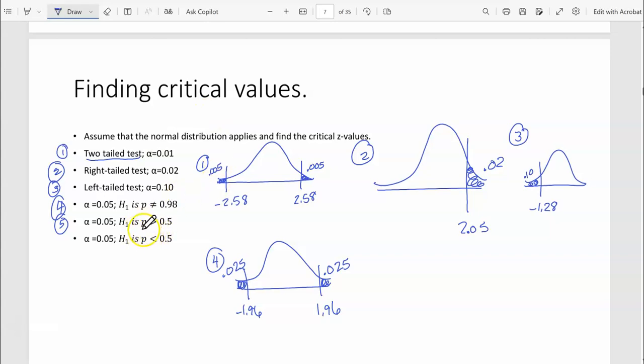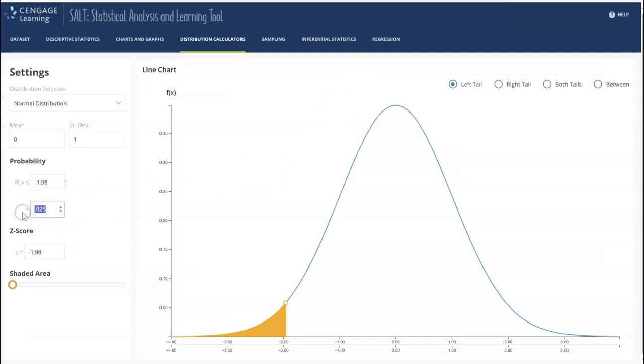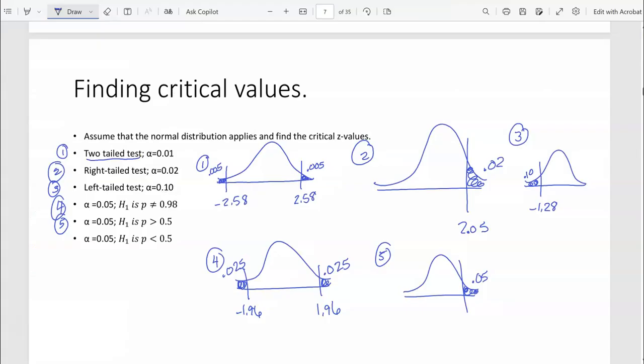They're telling us that the alternative is a greater than. Greater than means right-tailed. So all of that alpha of 0.05 has to fall in that right tail. So we're looking for that cutoff score. We're going to get negative 1.645. I'm sorry, just kidding, positive 1.645.